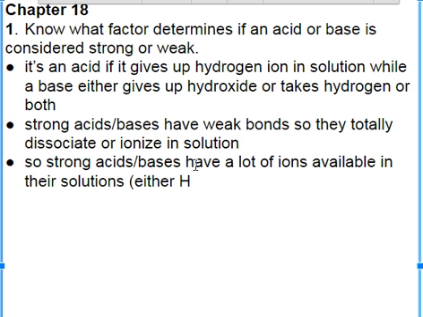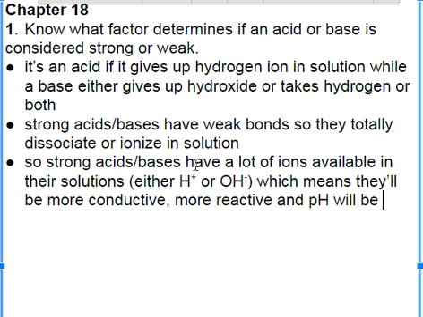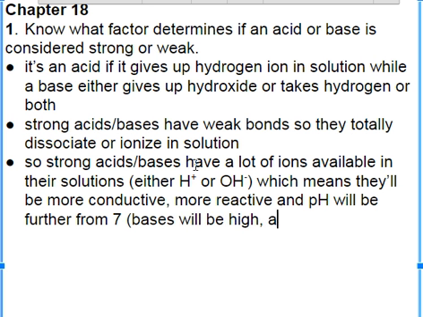Either H plus or the OH minus. Which means they'll be more conductive, more reactive, and their pHs will be further from 7. Bases will be high, acids will be low. But they'll be out to the extremes of the pH scale.